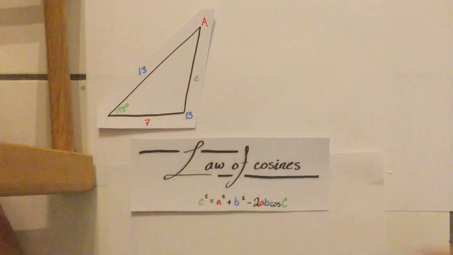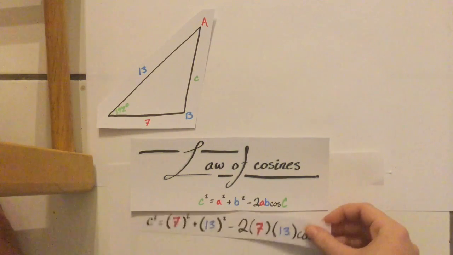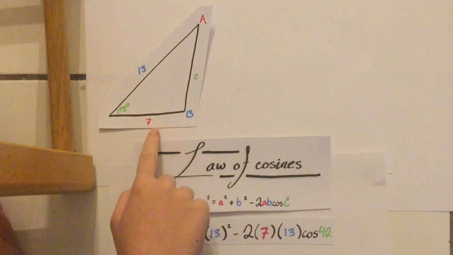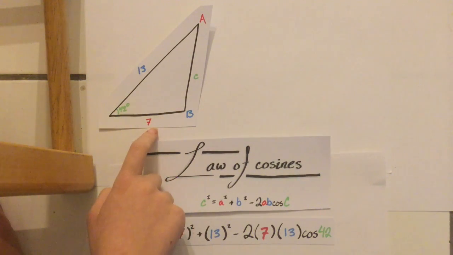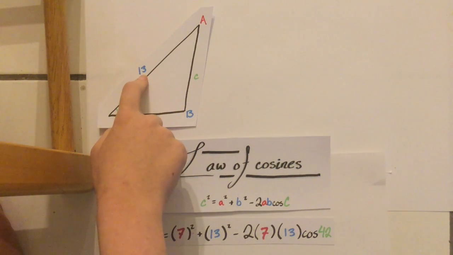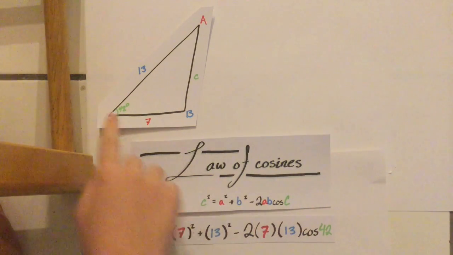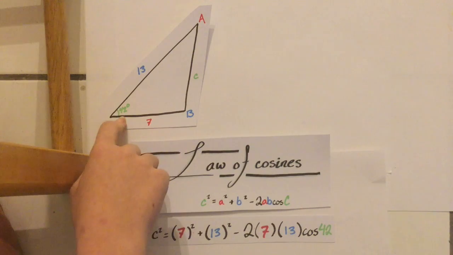angle, right here. So if we plug in our numbers, we have c squared, the side we're trying to find, equals 7 squared, our side A, plus 13 squared, our side B, minus 2 times A times B times the cosine of 42, which is our angle C.